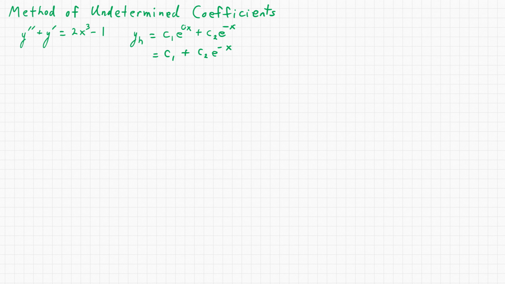For this method of undetermined coefficients problem, we're going to have to modify our guess a little bit. So our differential equation here is y double prime plus y prime equals 2x cubed minus 1. I've also put out the homogeneous solution here, and that one's not that hard to do real quick.